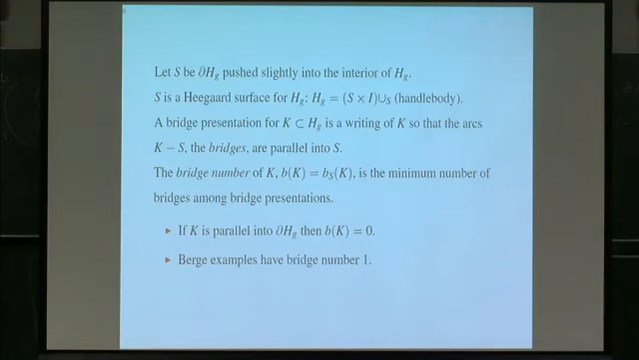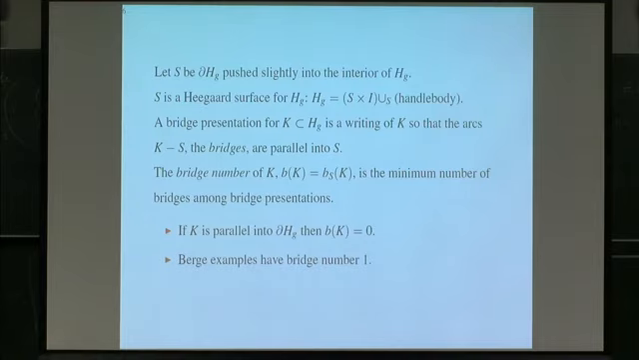And given a Heegaard splitting, you can talk about a bridge presentation of a knot in the manifold. A bridge presentation is one where you isotope the knot so that on each side of the Heegaard surface, you just get boundary-parallel arcs, or bridges. And so that's a bridge presentation of a knot. And then the bridge number is the smallest number of bridges that occur in a bridge presentation for the knot.